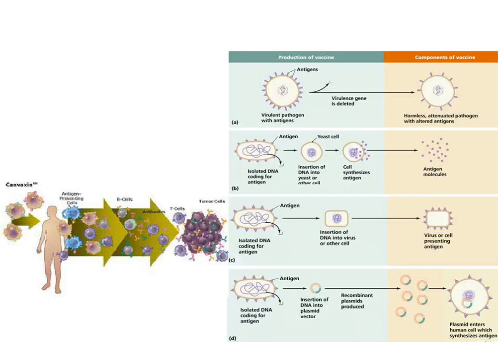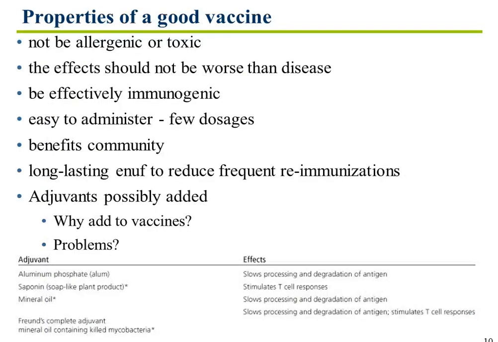Okay, let me go back again here. So what do you want in a good vaccine? I think all of this is probably self-explanatory. Let me talk about adjuvants. Very often, because the antigen is not really strong enough to cause your immune system to mount a strong response, they have to add something to heighten the immune response, called an adjuvant.